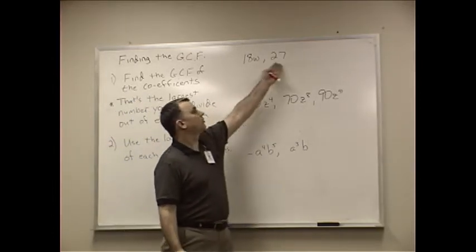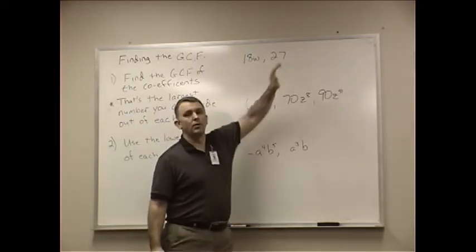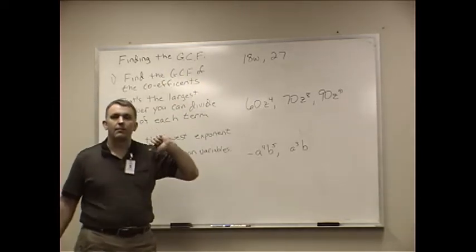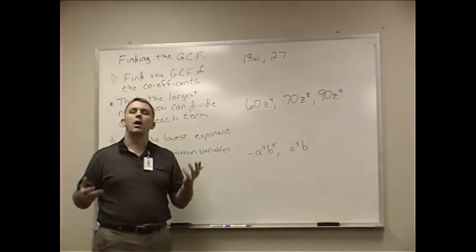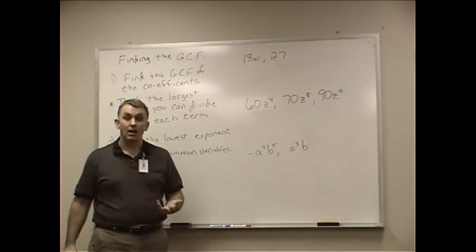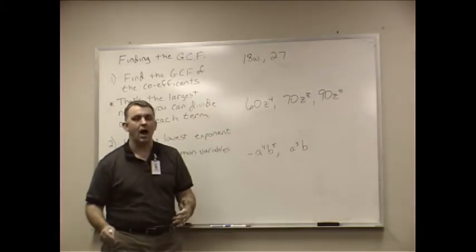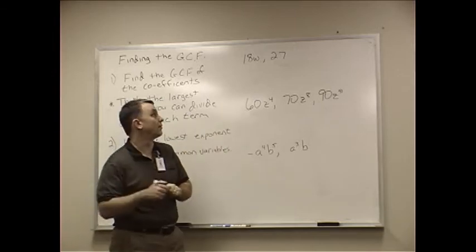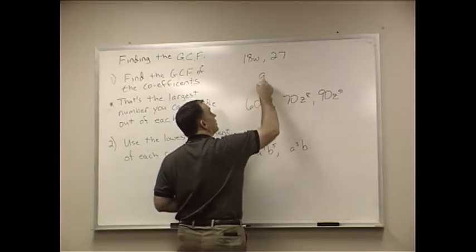The first 2 terms, I picked a couple that were pretty straightforward and easy, 18W and 27. So now, the first part is find the greatest common factor of the coefficients, 18 and 27. What's the largest number you can divide out of both? The largest number you can divide out of both is 9. Now some of you may have looked at that and said, well, I can divide a 3 out. Yes, you can divide a 3 out, but we're looking for the largest number. We can divide a 9 out of both of these.